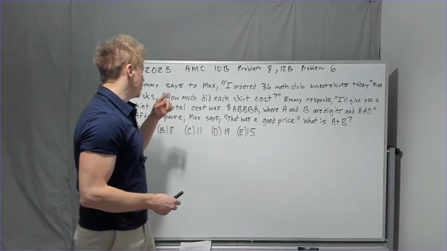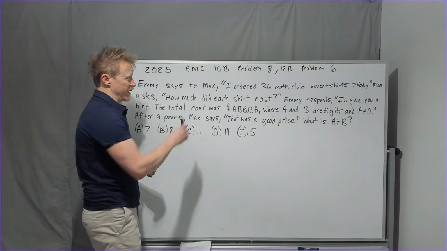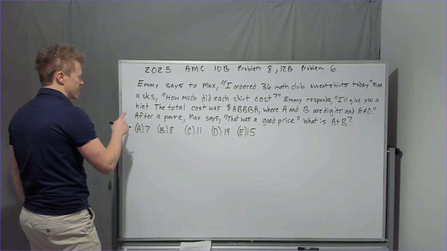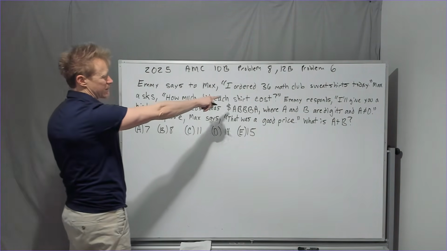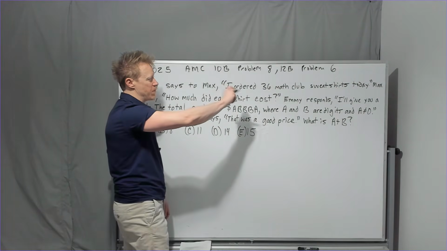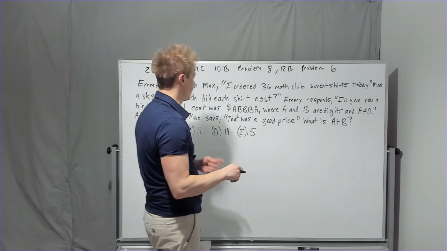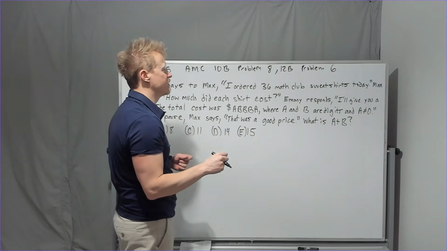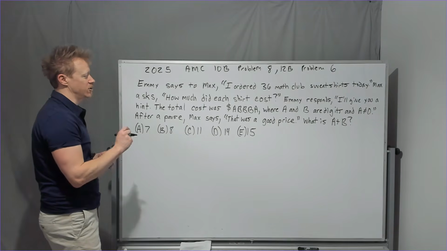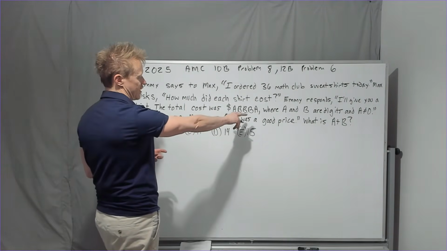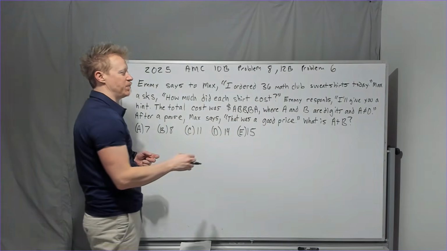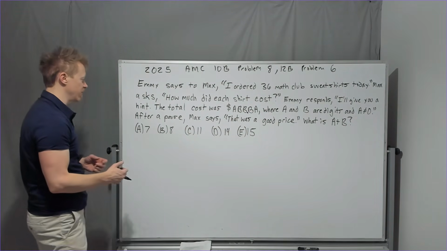All right, so now we'll do 2025 10B problem 8, the first in your rapid fire set for 12B, problem 6. Emmy says to Max, I ordered 36 Math Club sweatshirts today. Max asks, how much did each shirt cost? Emmy responds, I'll give you a hint. The total cost was this right here, but there's a decimal point here if you can't see it, where A and B are digits and A does not equal 0.